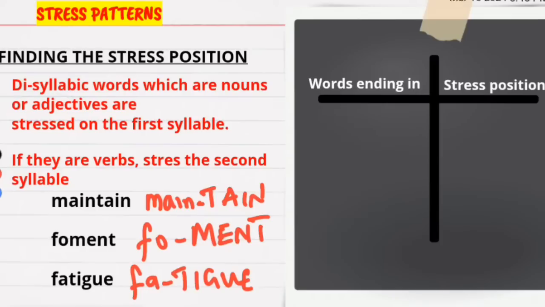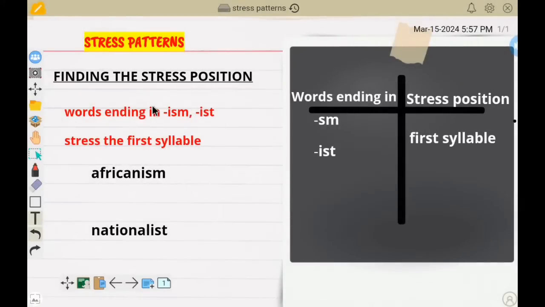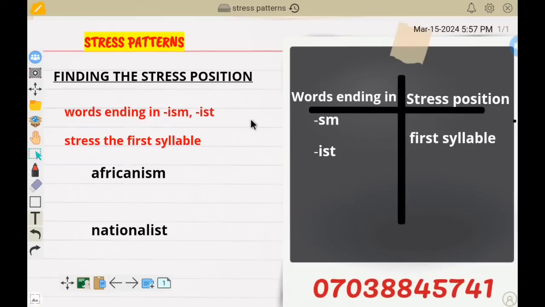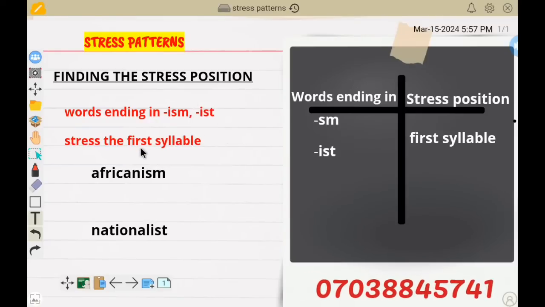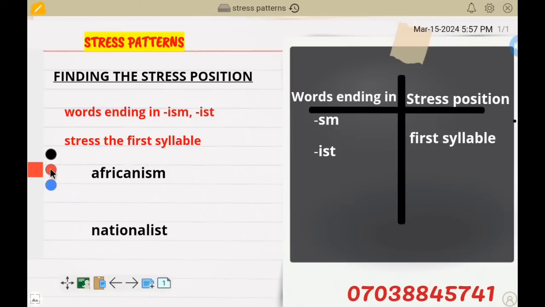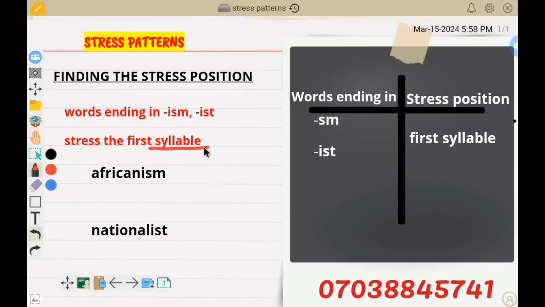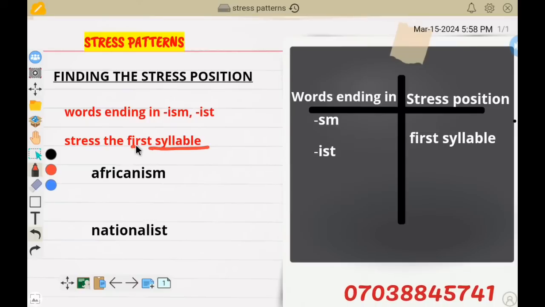Now let's move into how to stress words that are more than two syllables. Now we are moving to complex words. The first words are words ending in SM or IST, as you can see on your screen. If a word ends in SM or IST, the position of the stress will be on the first syllable. So take note, the first syllable is where the stress will be positioned.